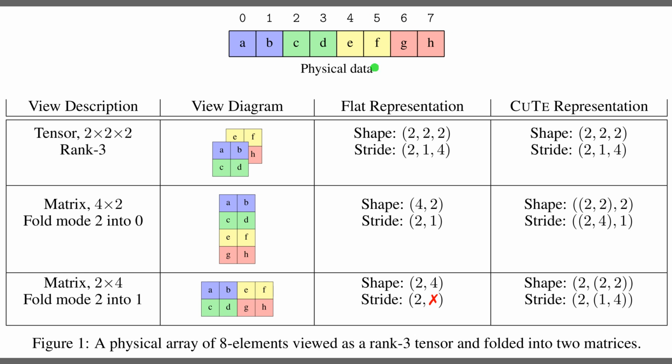At the top, we see the physical data arranged as a simple linear sequence. The table below compares different ways to view this memory. While the first two rows work fine with standard flat strides, the third row presents a problem. Here, creating a 2x4 matrix view causes the flat representation to fail, marked by the red cross, because the memory jumps are too complex for a single integer. In contrast, the CuTe representation on the right handles this effortlessly by using nested, hierarchical strides.